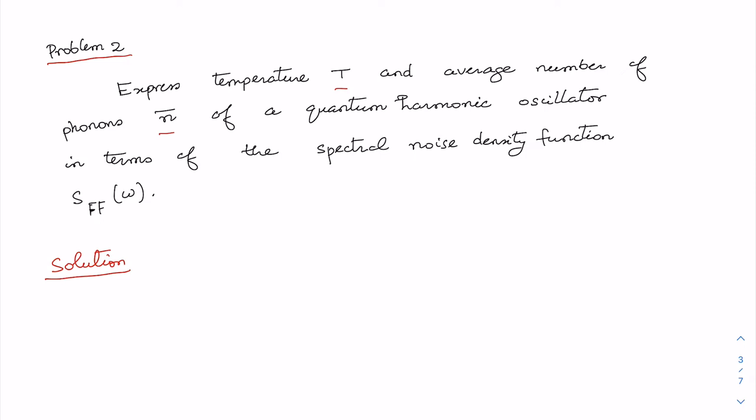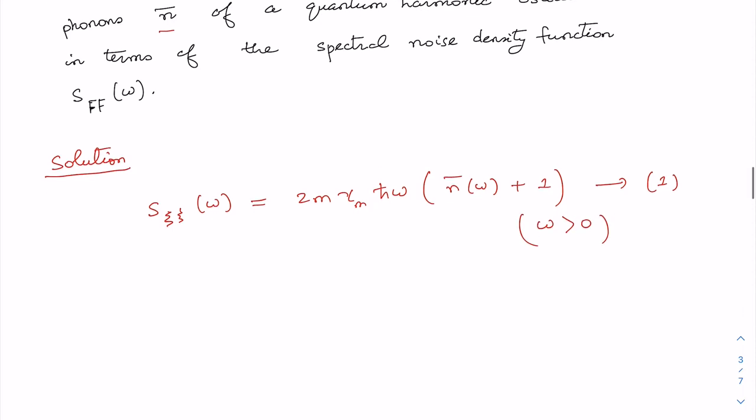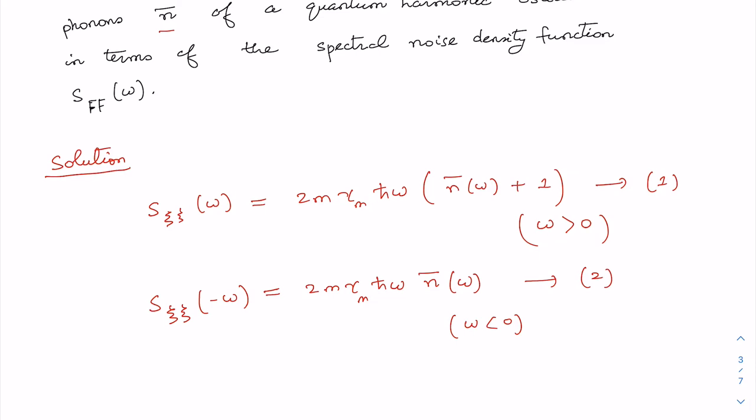Now please refer to lecture 28, the lecture class, where we obtained these expressions for spectral noise density as S xi xi of omega, where xi is the Langevin noise. This was equal to twice m gamma m h cross omega, where gamma m is the dissipation rate of the mechanical oscillator, into n of omega, that is the average number of phonons or quanta of the harmonic oscillator. This was for when omega is greater than 0. And then we also got S xi xi at minus omega, at the negative frequency, that is equal to twice m gamma m h cross omega times n of omega plus 1, and this is for omega less than 0. Let's say this is formula number 2.